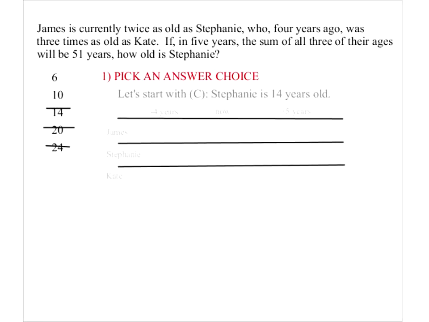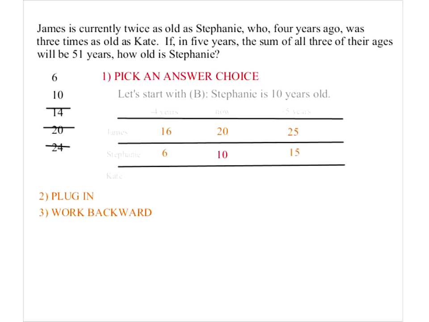So pick an answer choice. This time let's start with 10. Stephanie is now 10 years old. So what we're doing is let's start with choice B this time, which says that Stephanie is 10 years old. Then, again, plug in, and then work backwards through the relationships. So Stephanie is 10, James is twice as old, that's 20. You can fill in the rest of these: 4 years younger, 5 years older, 4 years younger, 5 years older.